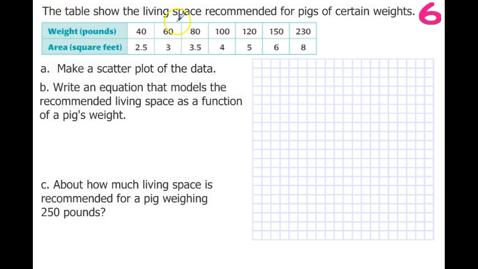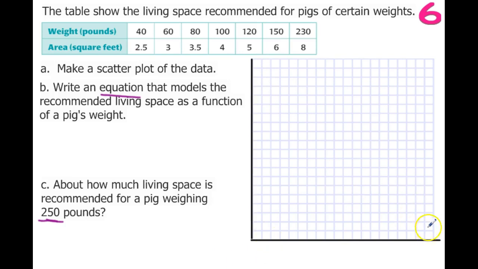Our next problem says the table shows a living space recommended for pigs of certain weights. So we're going to have to make a scatter plot, write an equation, and then predict using our equation how much living space a pig should need that weighs 250 pounds. So first I'm going to plot my points and make my scatter plot.